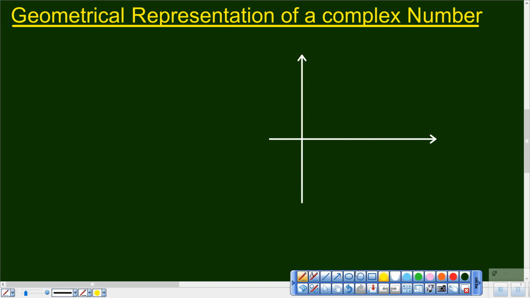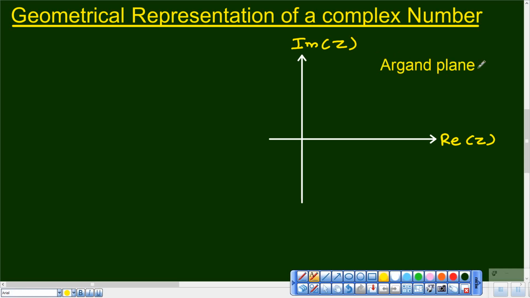And mind it, we don't call it x and y axis. We call it the real Z axis and imaginary Z axis. So they are the real Z and imaginary Z axes. And this plane, which used to be called in coordinate geometry the Cartesian plane, now is called the Argand plane. It is called the Argand plane. So one of the axes is real, the other axis is imaginary.